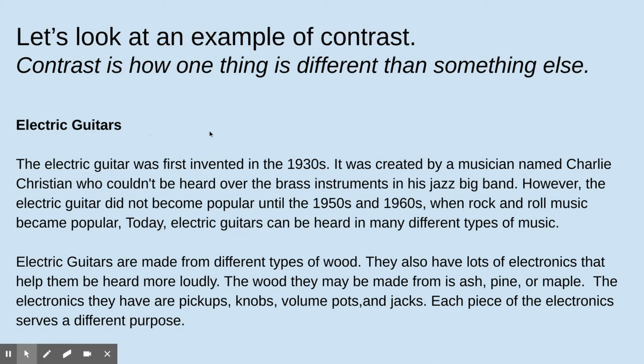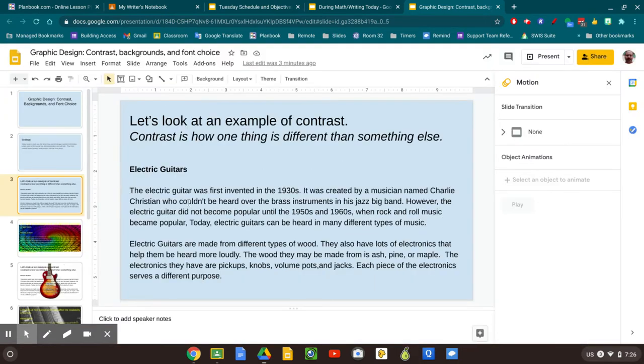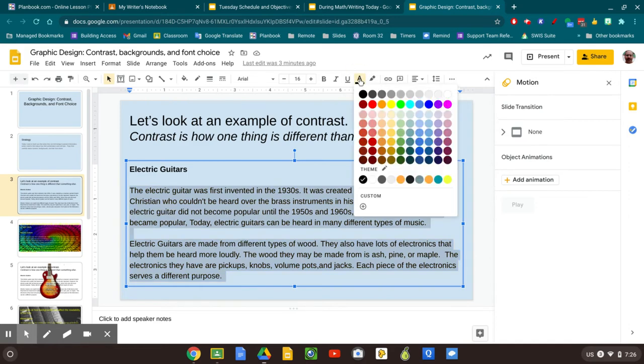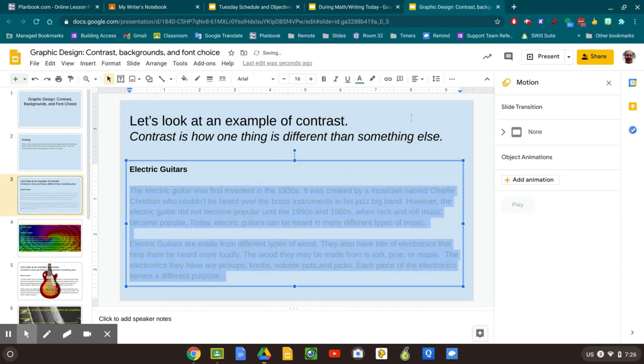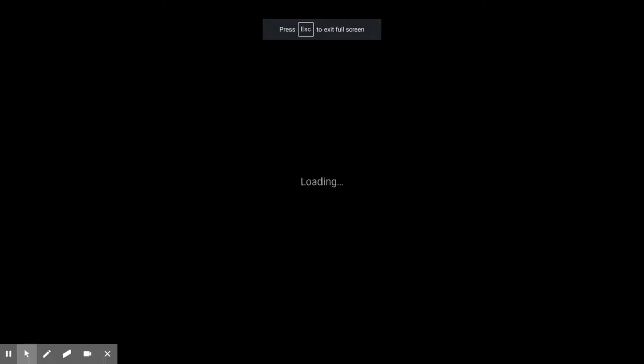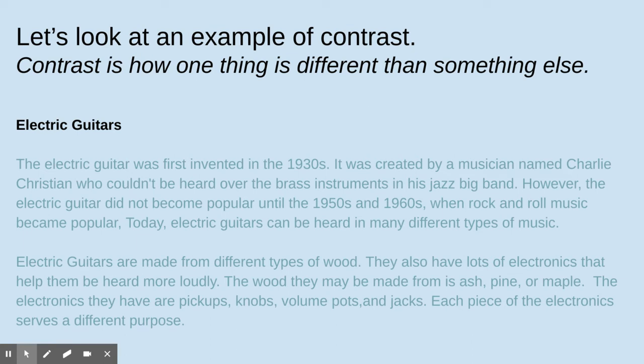So watch what happens when I change the contrast of the text. If I change the color of the text to something that's lighter, maybe even a light greenish, you can see that it becomes much harder to read the text. So now we have a light colored text on a light colored background, and it becomes much harder to read. That's contrast.